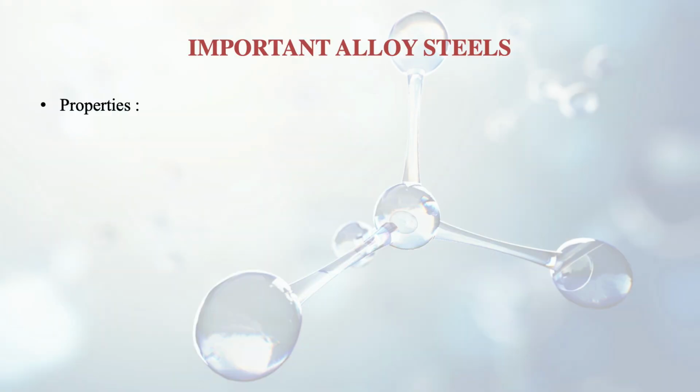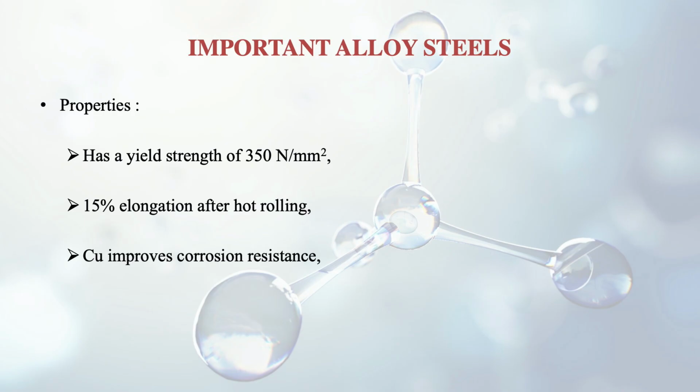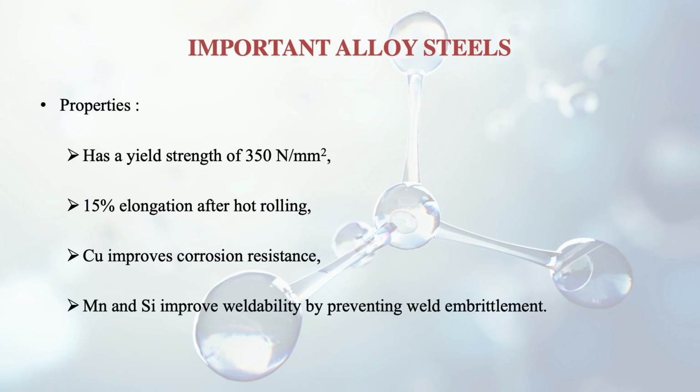So its properties are like this. It has a high yield strength of 350 Newton per millimeter square, and it has 15% elongation after hot rolling. Copper in it will improve the corrosion resistance, and further manganese and silicon improve the weldability. And how do they improve the weldability? By preventing weld embrittlement.